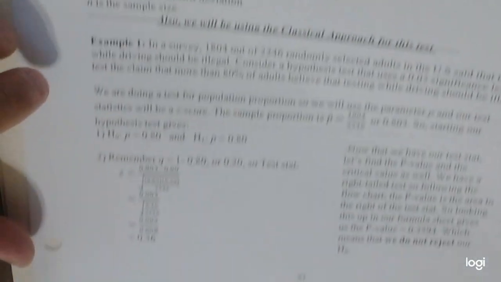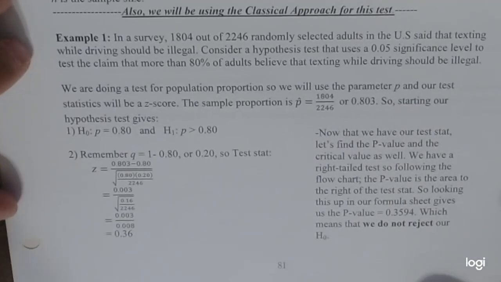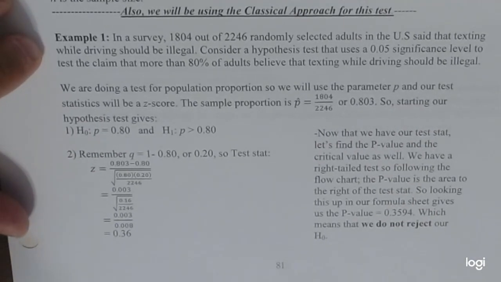Here we do an example of how this actually flows out. I'll read the example. In a survey, 1,884 out of 2,246 randomly selected adults in the United States said that texting while driving should be illegal. Consider a hypothesis test that uses a 0.05 significance level to test the claim that more than 80% of adults believe that texting while driving should be illegal.